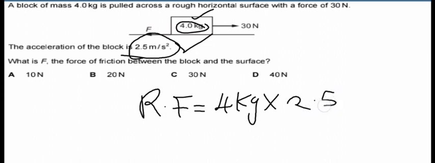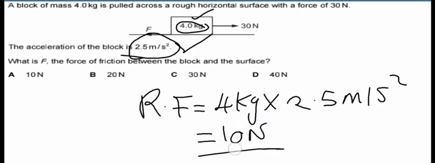Okay, so the next one, it is by taking the acceleration of the same block and also the same mass. When we take this mass and the acceleration of this block, we are going to calculate the resultant force. So the resultant force is going to be equal to mass, which is 4 kgs, multiplied by the acceleration, which is 2.5 meters per second squared. Then when I multiply here, I'm going to get 10 newtons. This 10 newtons is the resultant force, not the force F.